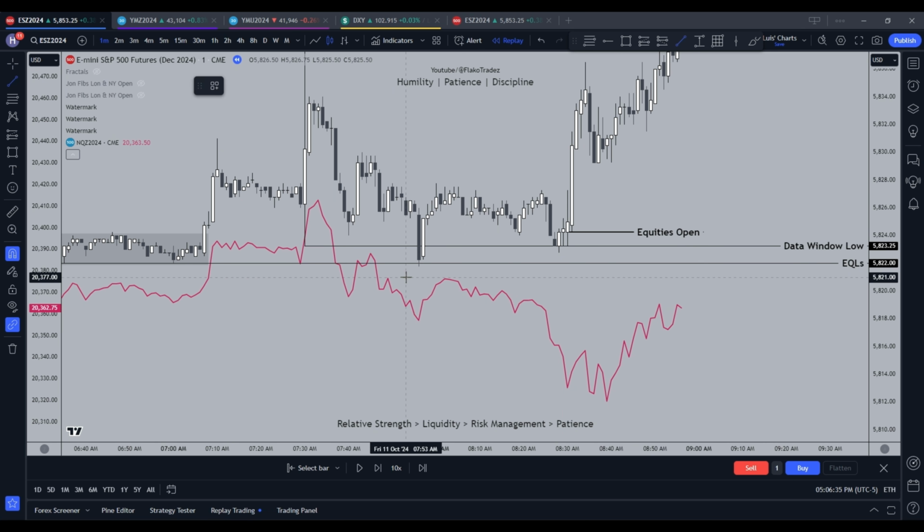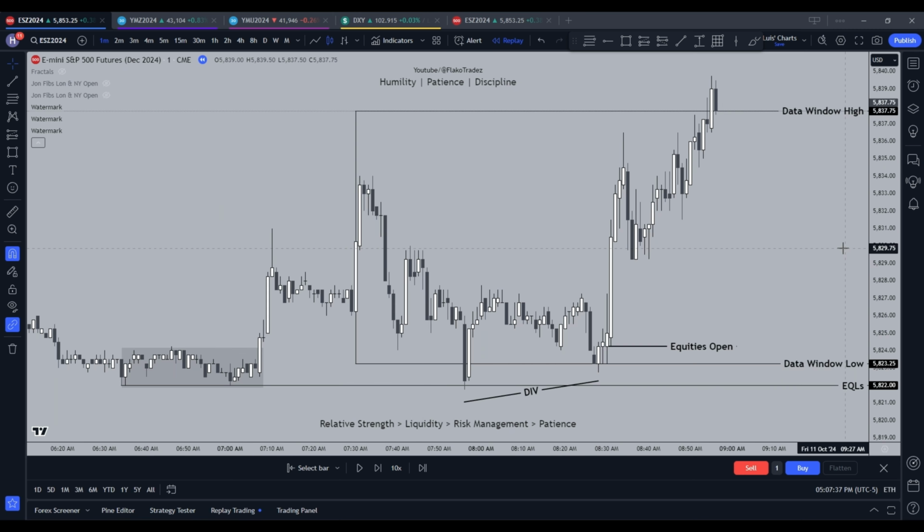In this instance, we're going to look at ES and NQ. Obviously, we can see that right around the equities open, ES kept trading higher while NQ was trading lower. This for me is a sign that a reversal is soon to happen. Obviously, we have a divergence here. While NQ was trading lower, ES was trading higher, meaning that ES is accumulating while NQ is manipulating.